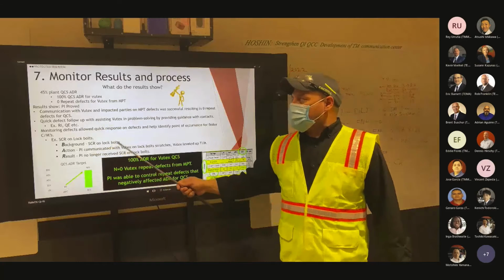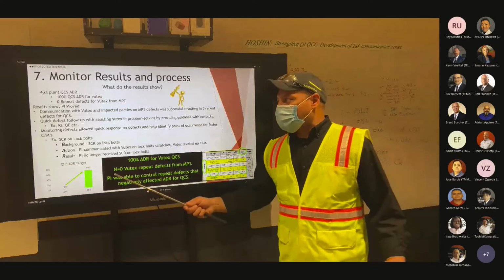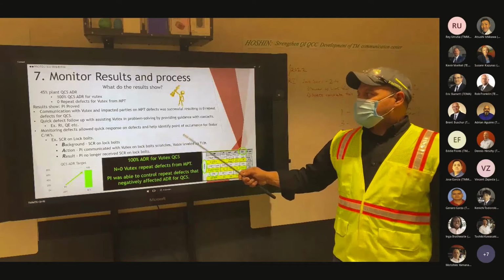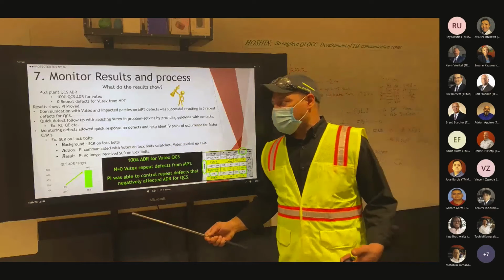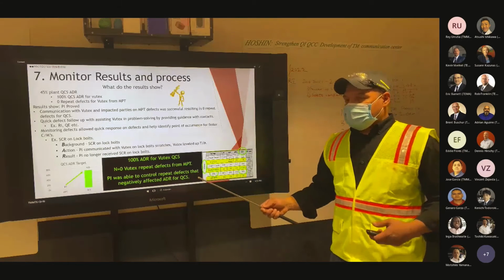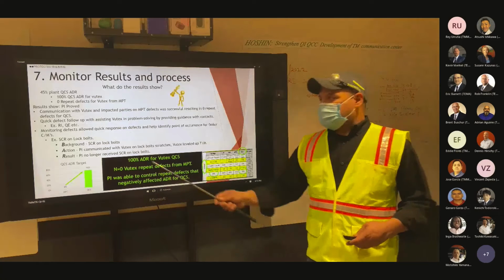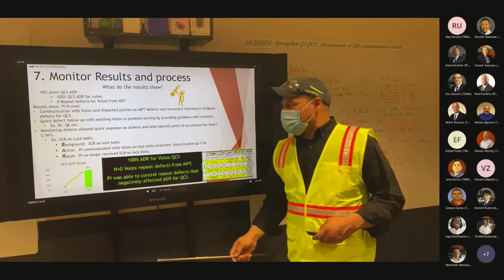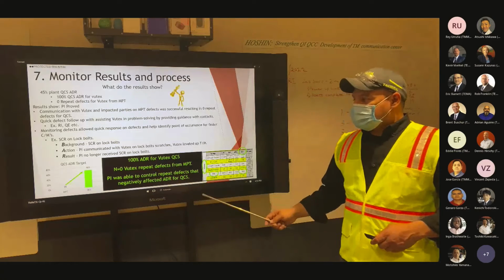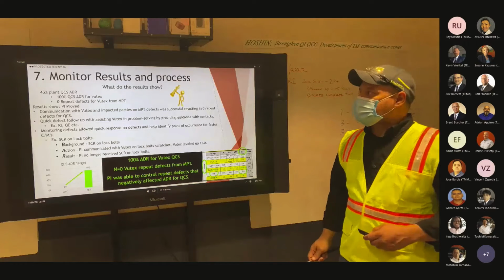Also, the quick defect follow-up with assisting ViewTechs in problem solving by providing guidance with contacts, for example, like RI and QE. Also, PI monitoring defects allowed quick response on defects and helped identify point of occurrence for faster countermeasure. For example, we were seeing a scratch on the lock bolts. So PI then communicated with ViewTechs about the scratches on the lock bolts. ViewTechs went to point of install, leveled up the team member, and from then we no longer saw the scratches on the lock bolts. So just to reiterate, we had 100% ADR for ViewTechs QCS, 0 repeat defects, and PI was able to control repeat defects that negatively impacted ADR for QCS.